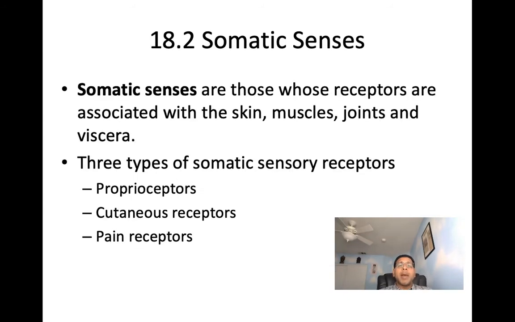Now, when we talk about our somatic senses, these are senses whose receptors are associated with the skin, our muscles, joints, and our viscera. Here we'll see we have three types of somatic sensory receptors. First, we have our proprioceptors. Second, we have our cutaneous receptors. And third, we have our pain receptors.